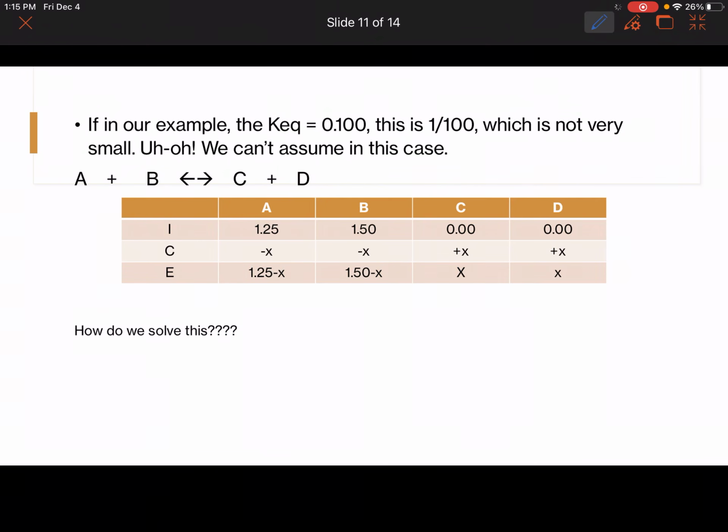Okay. If in our example, the KEQ is equal to 0.100, so instead of 0.01 or 0.001, if it's equal to 0.1, this is only one... hold on one second. That's a typo. 1/10, not 1/100th. So this is only 1/10, which is not very small. So if we were to do the exact same thing, but the KEQ was 0.1, that KEQ is too big, so we cannot make that assumption. We cannot assume that X is small.